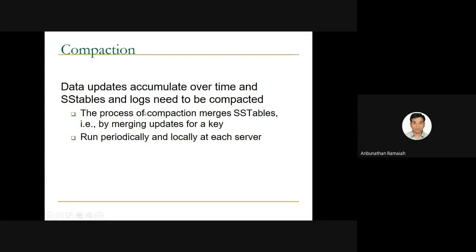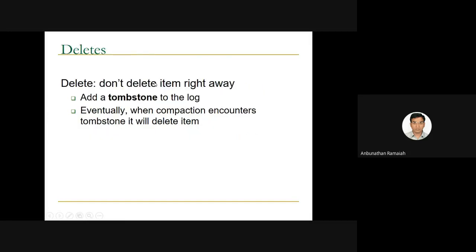What is compaction? Data updates accumulate over time in SS tables and logs, which need to be compacted. The process of compaction merges SS tables, that is, merging updates for a key, run periodically and locally at each server. First we are doing compaction, compressing the data. On delete, don't delete the item right away, add a tombstone to the log. Eventually, when compaction encounters the tombstone, it will delete. Initially, it will not delete, it will keep it, mark it and go. So in a later stage, it will get deleted.